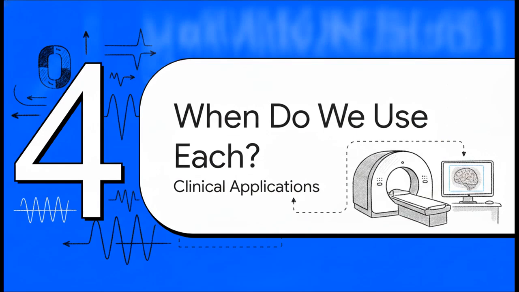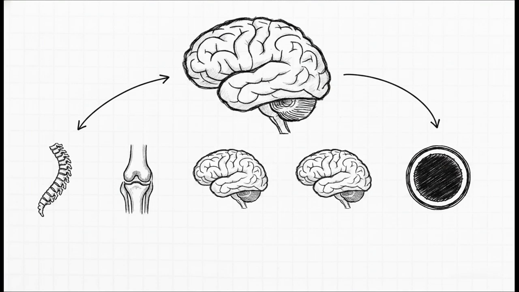Let's take all this physics knowledge and apply it to your actual real-world workflow at the console. Spin echo is your absolute go-to when exquisite anatomical detail is just non-negotiable. You can use it heavily in brain imaging, spine imaging, and musculoskeletal MRI.